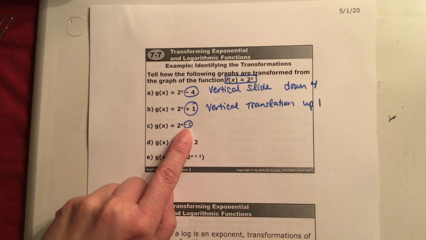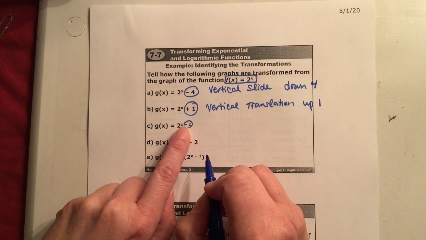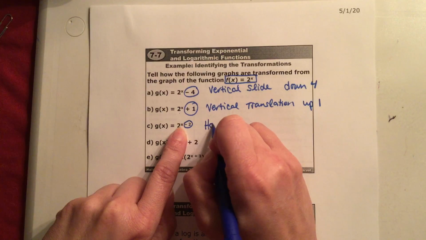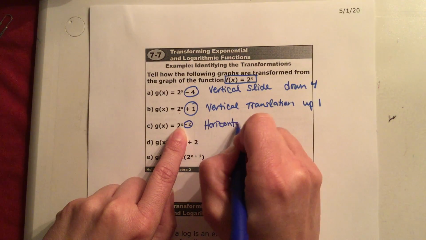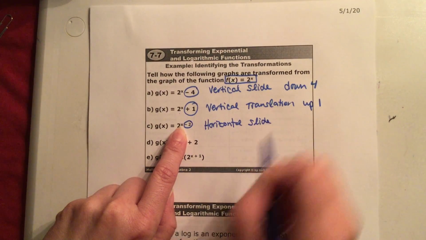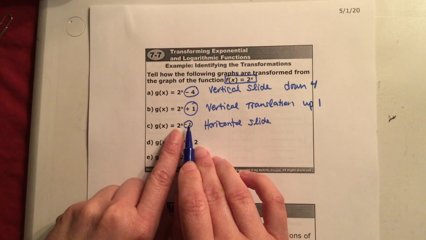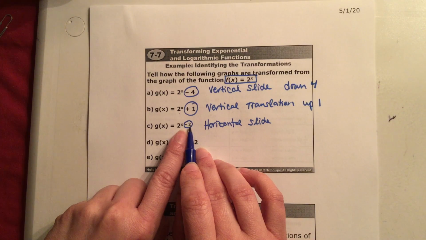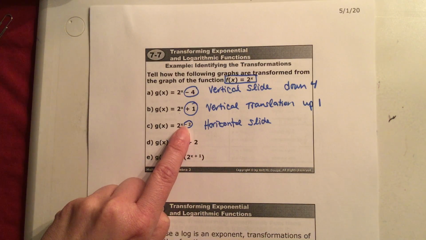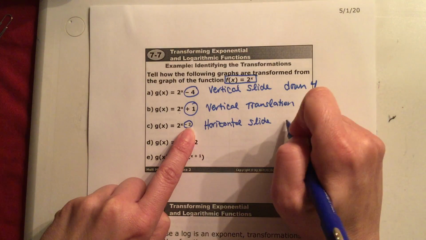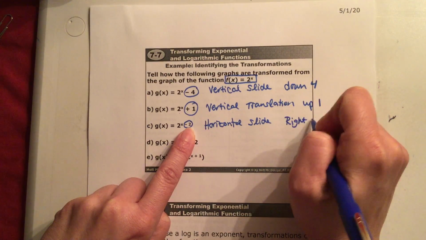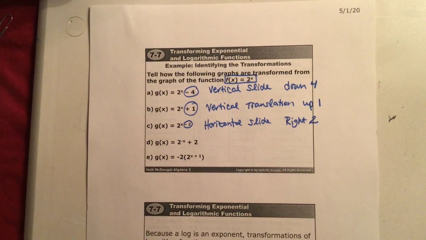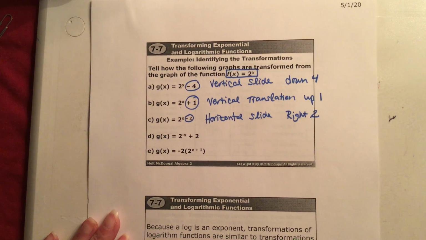We are subtracting, but it stayed within the exponent. So that is a horizontal slide. I must have put in a positive 2 here because remember the formula is x minus the direction you're going. Because it remained a minus, that means you put in a positive 2, so we are going to the right 2.